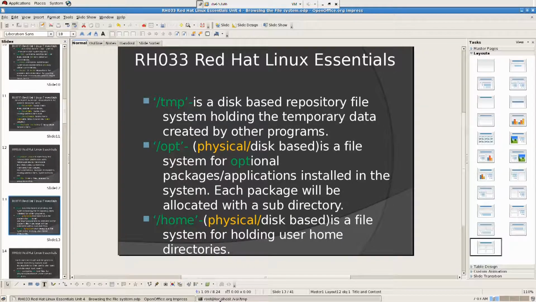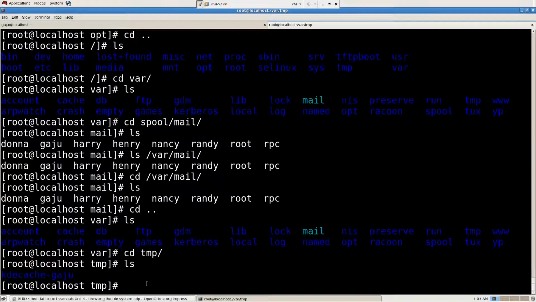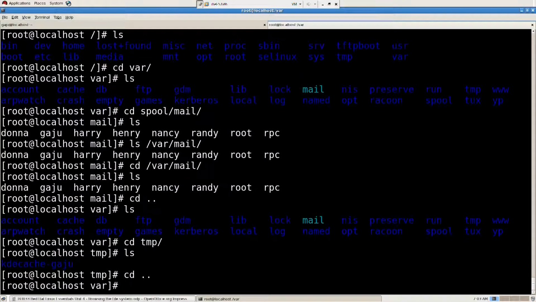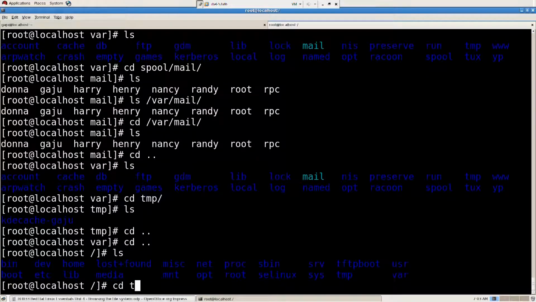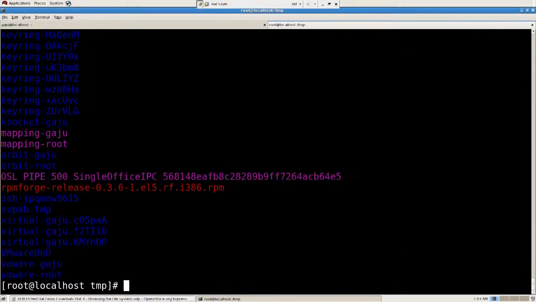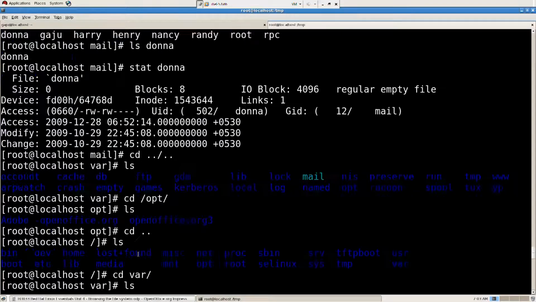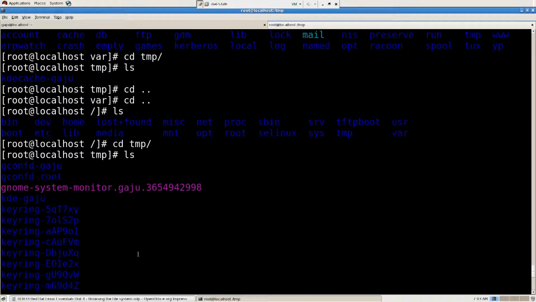So we're not inside the /usr directory anymore. Here above that, cd /tmp, ls. So we have all the temporary files here. Isn't that great? See, all these temporary files. System monitor, gnome-system-monitor. All these.